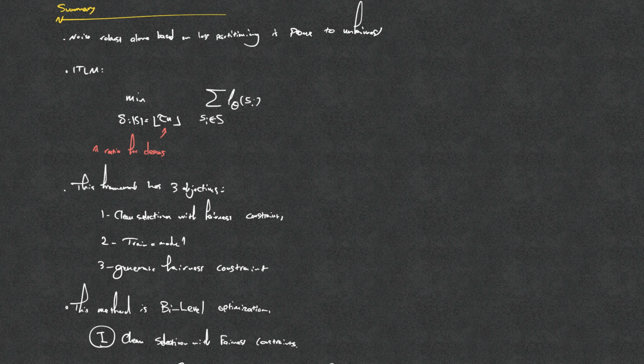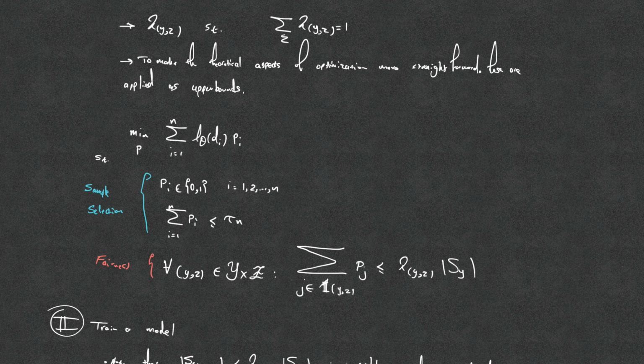Now, the framework they propose in this paper has three main objectives. The first one is that you want to do a clean selection while assuming fairness constraints. Two is that you want to train a model based on that selection. And third, you want to generate the fairness constraints, which renders this method a bi-level optimization method. The first step is to basically perform the clean selection and also assume the fairness constraints. Now consider that Z is your sensitive variable.